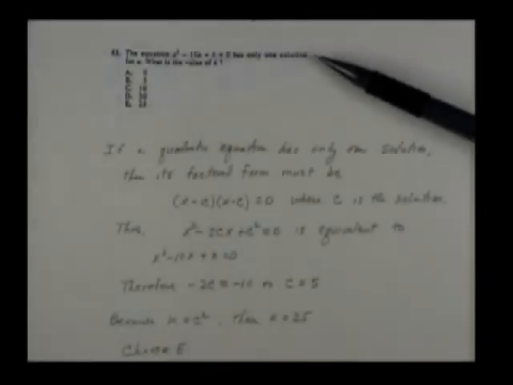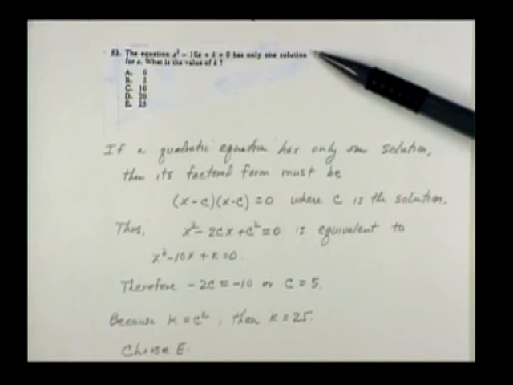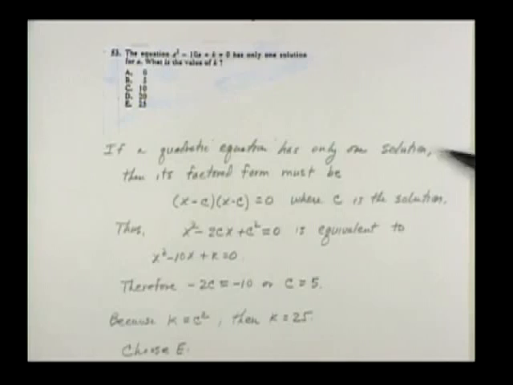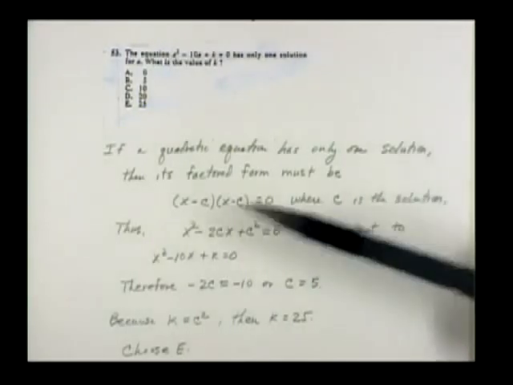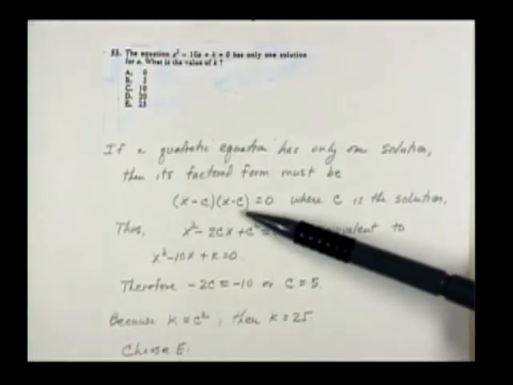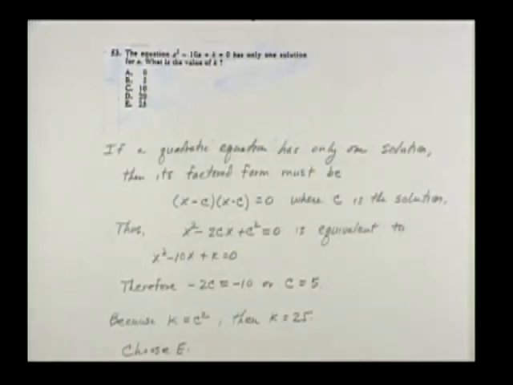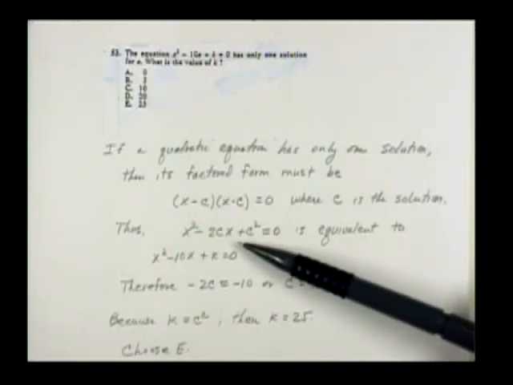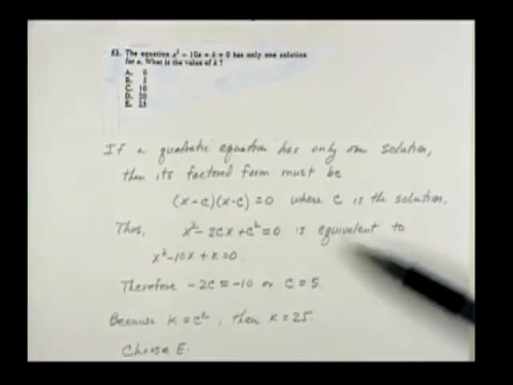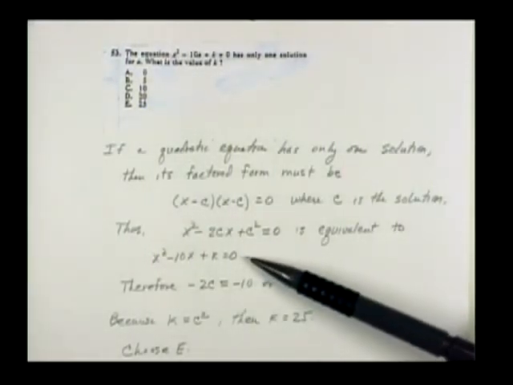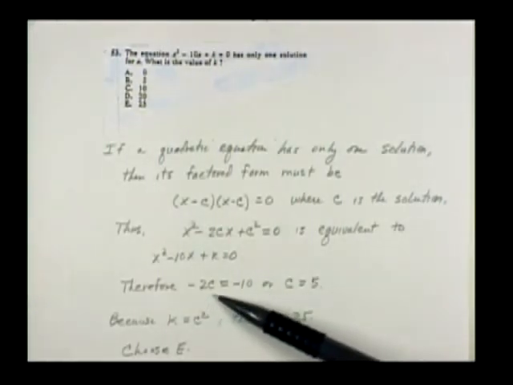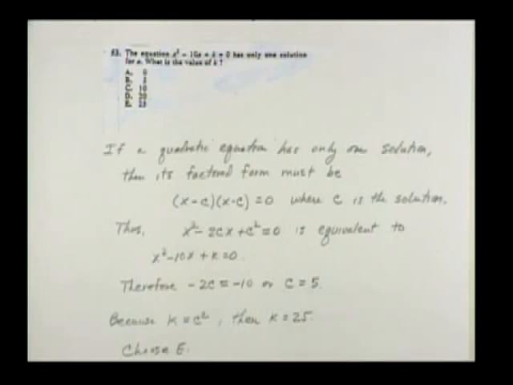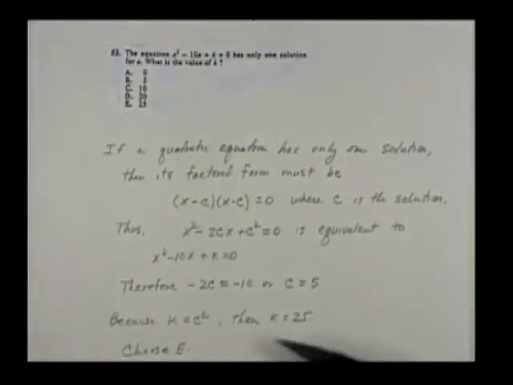The equation x squared minus 10x plus k equals 0 has only one solution for x. What is the value of k? If a quadratic equation has only one solution, then its factored form must be x minus c times x minus c equals 0, where c is the solution. Multiplying the two factors together, we end up with x squared minus 2cx plus c squared equals 0. This is equivalent to x squared minus 10x plus k equals 0. Therefore, negative 2c equals negative 10, or c equals 5. Because k equals c squared, k must be equal to 25. Choose E.